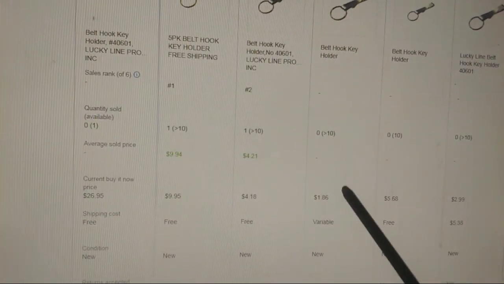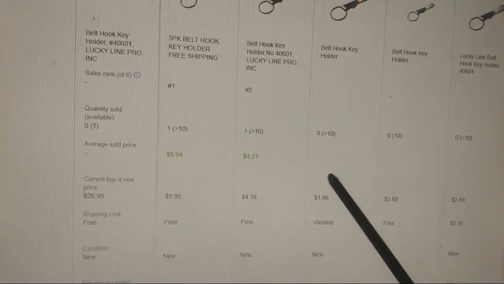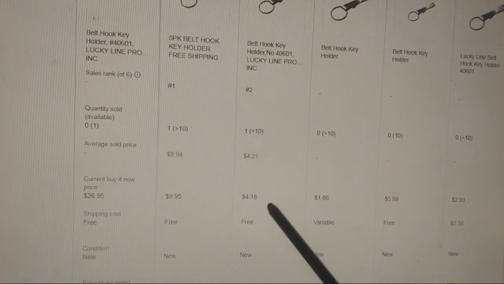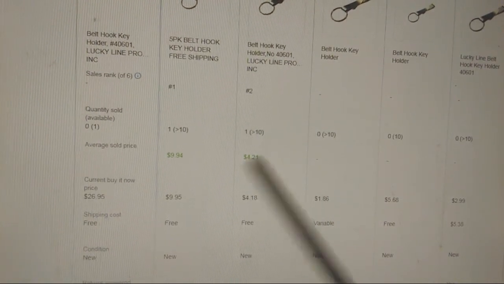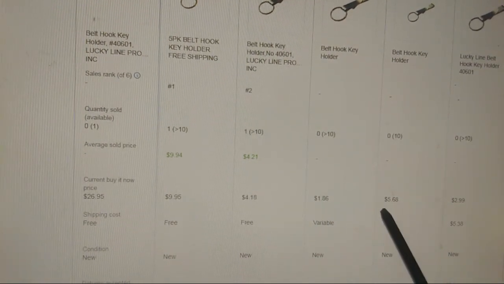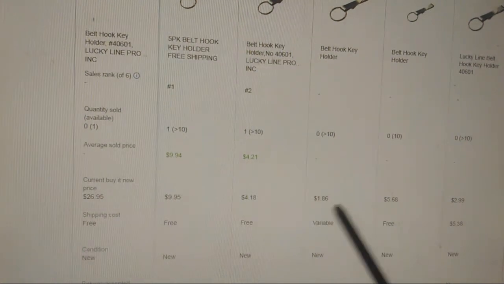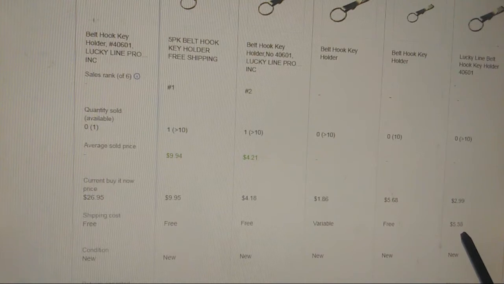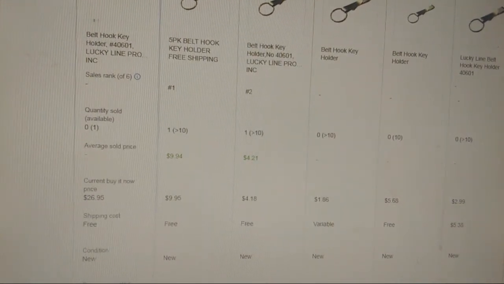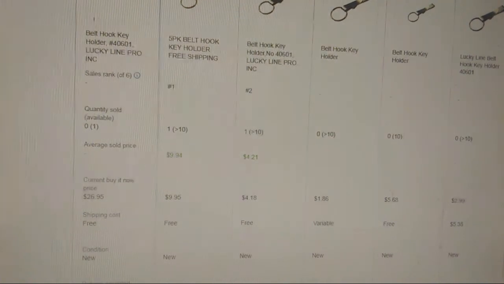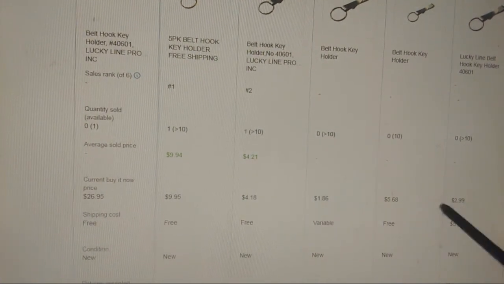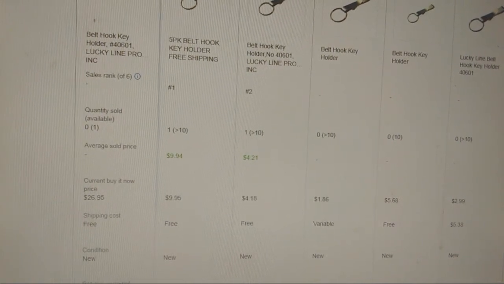But neither here nor there. This person here is selling theirs for $1.86, but it has variable shipping. So they're probably going to be right around the same price as this guy once you add the shipping to it. This person is at $5.68 free shipping. This person is at $2.99, but they want $5.38 for shipping. So that means this item is actually $8.37. But they wanted to be slick, like the shipping wasn't going to show up or wasn't in there.